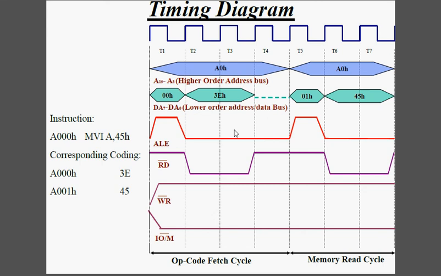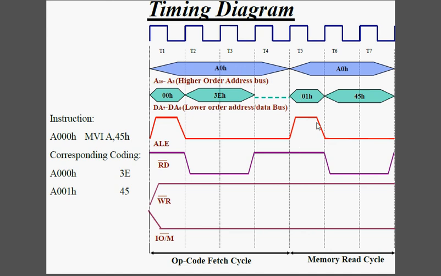Then the processor will fetch the operand of the instruction. It will go to the next address, because you remember, class, one address location can only store 8 bits of data. If you have an opcode and also one operand, you have to use two locations, 2 bytes. So the operand is stored in another address location just next to this address, and that's why the next address is A001.